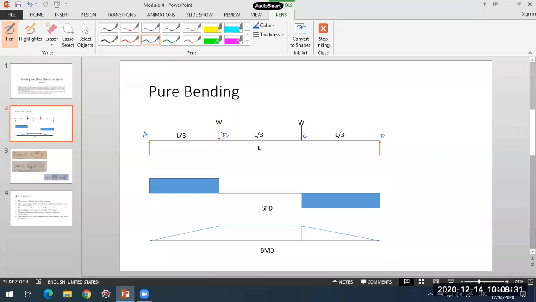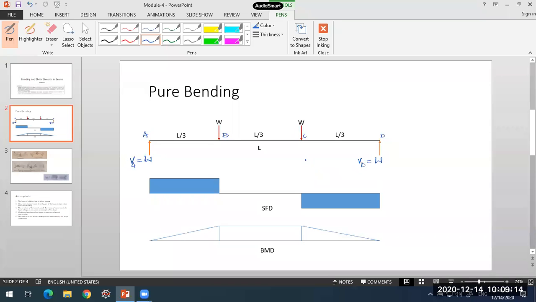So the two concentrated loads are applied at every one third span, where L is the span of the beam. Now what will be the shear force in such case? If you calculate the reactions here, you'll come across W. Reaction at A will be W, whereas the reaction at the other support, this point D, will also be W. So this is VA and this is VD, the reaction at the support D.